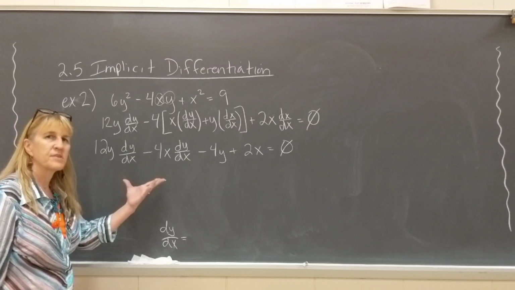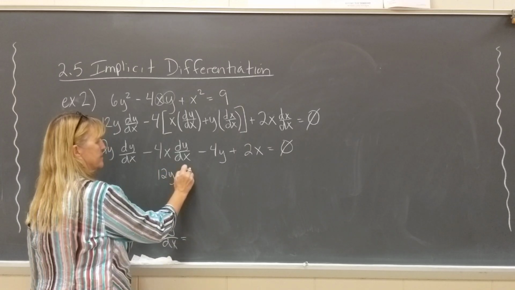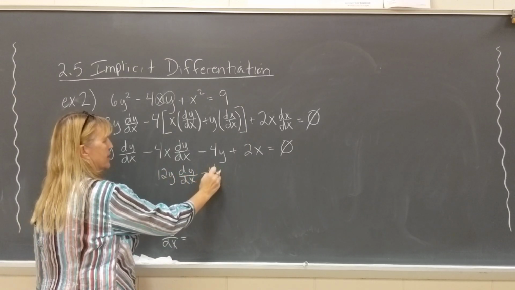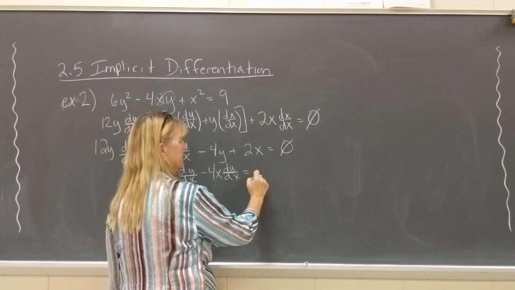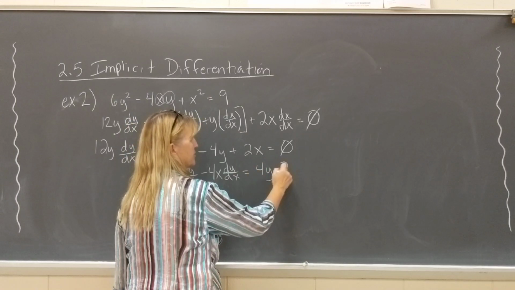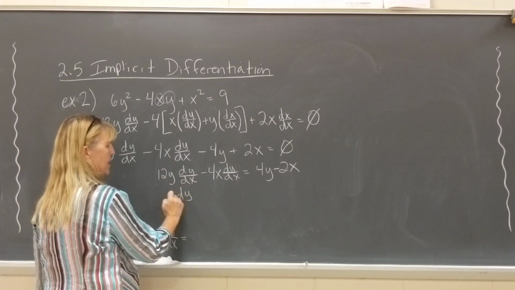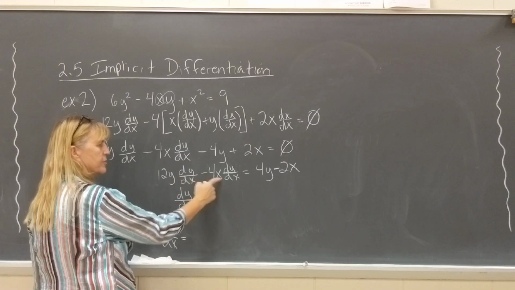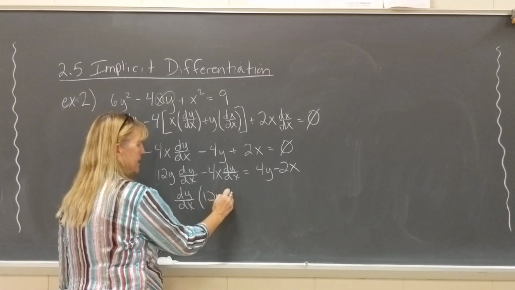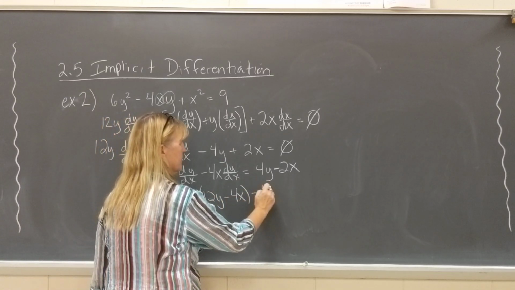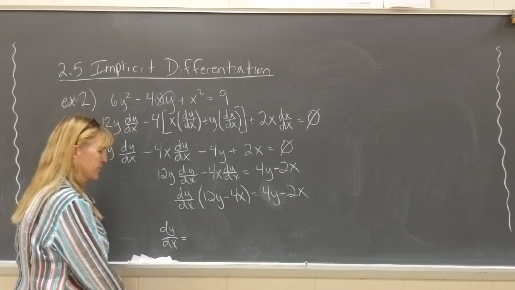So I'm going to get my dy/dx terms on one side of the equation, I'm going to get everything else on the other. So I have 12y dy/dx minus 4x dy/dx is equal to, and I'm going to add 4y to both sides of the equation, I'll get 4y. I'll subtract 2x from both sides of the equation and get minus 2x. At this point, I'm going to factor out my dy/dx from both of these terms. I'm going to use a big set of parentheses because there are no other parentheses. 12y minus 4x, and that's 4y minus 2x is just copied.